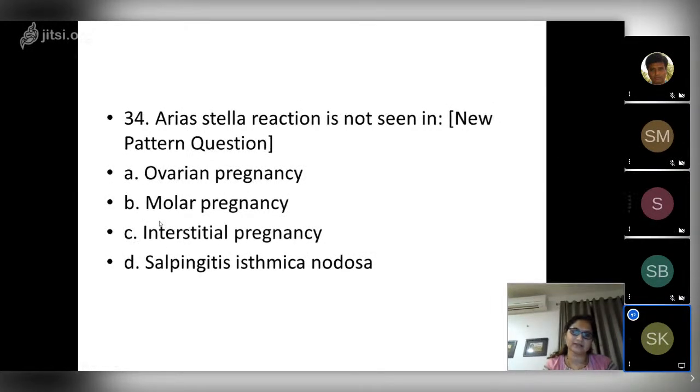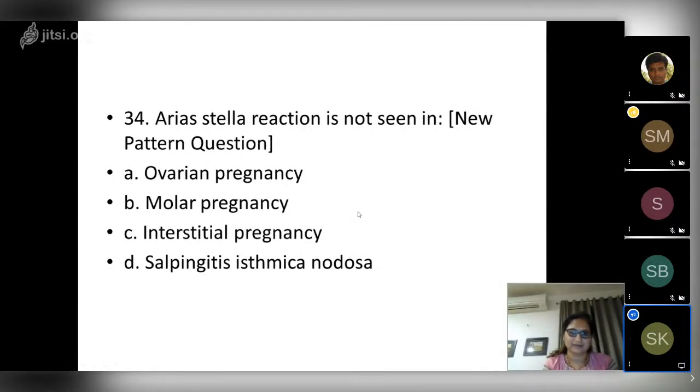Yes, ma'am. You should think that Arya-Stella reaction is something related to pregnancy, since these three options are given in the form of pregnancy related conditions, whereas this is the only odd one which is not related. So this could be the answer. This is how you can make a guess when you're not sure of the answers.